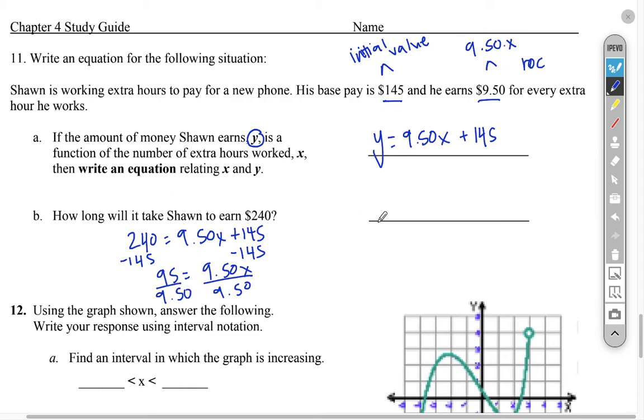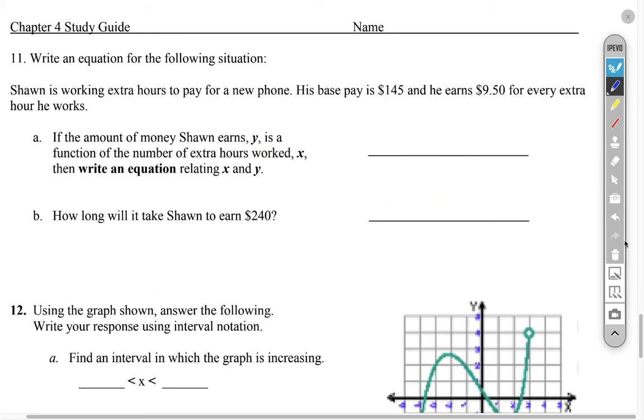All right, and then we get 95 divided by 9.50 equals 10. So it will take Sean 10 hours. Remember, it's important that you write this in the correct unit. It asks you, how long will it take Sean? So you can't just write 10. 10 what? 10 minutes, 10 seconds, 10 hours? We need to know how long it's going to take him.